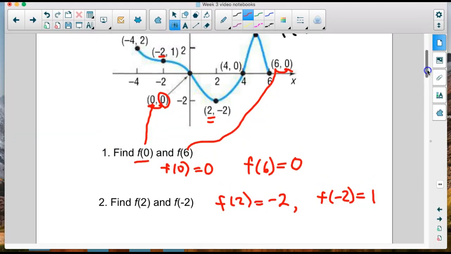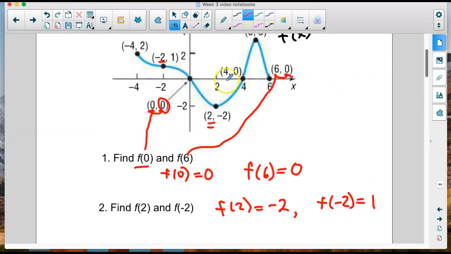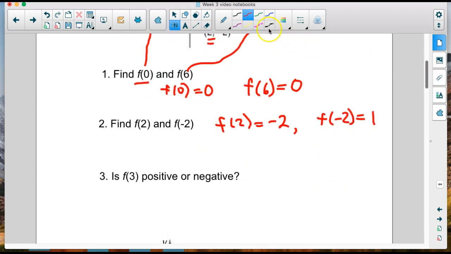So now it's going to ask you, is it positive or negative? So we look at the value for f of 3. F of 3 would be right around here somewhere. We don't know its value, but we do know that it's going to be a negative value, so the answer to this is negative.